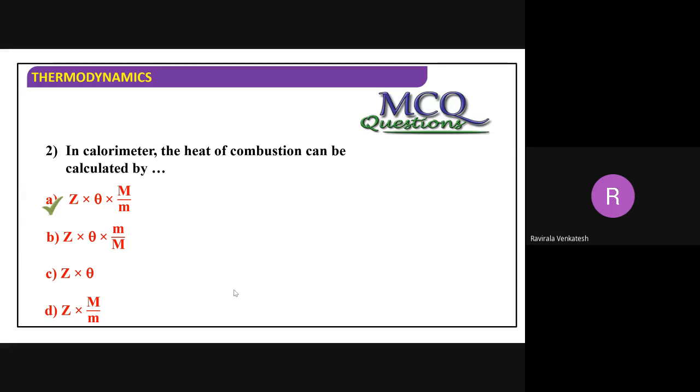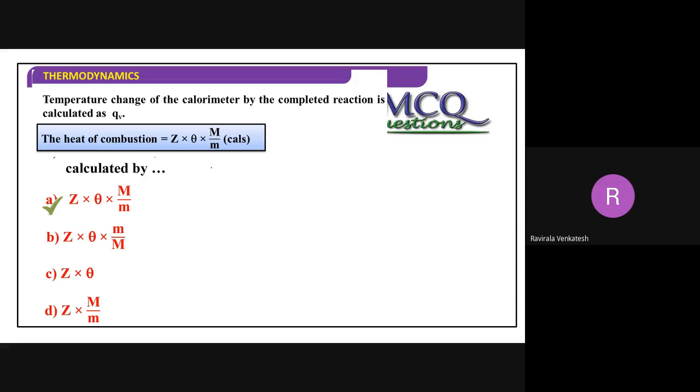Can you say the formula here? Which formula are you taking? This formula, correct or not? Z into theta into M by m. This M is the molar mass, this one is the weight. This one is how much the temperature is raised, if it is 2 degrees, 3 degrees. And this one is the constant value of the calorimeter, the heat capacity of the calorimeter.